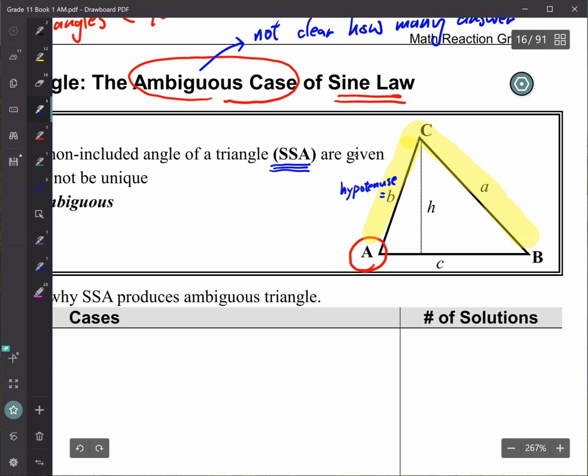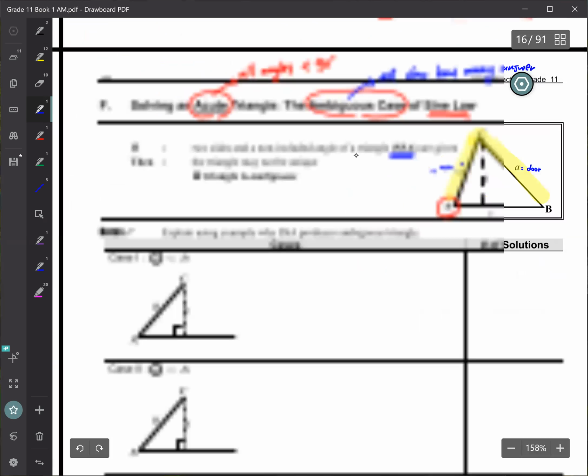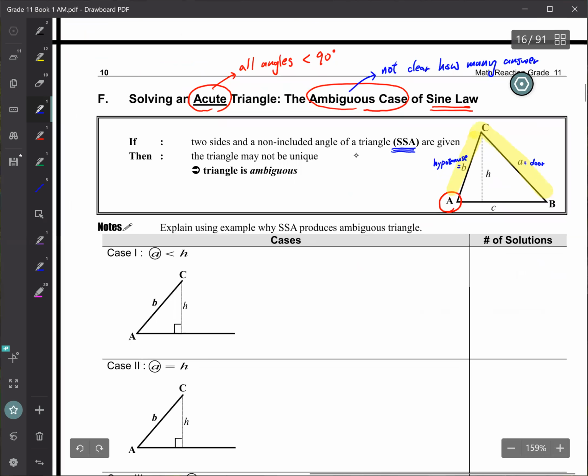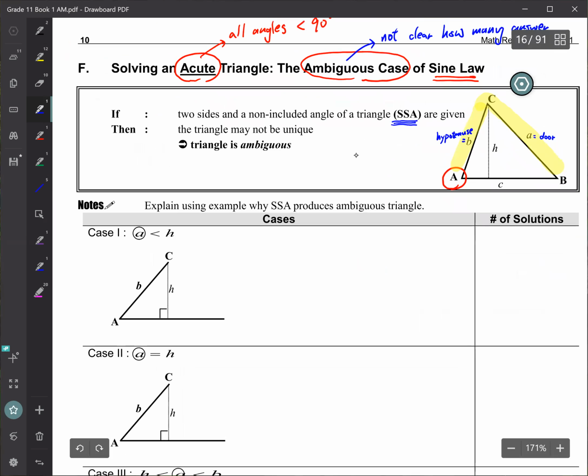And then the side that's across from A, this is the side that's making it ambiguous, okay? I'm going to call that the door, okay? You will see why it's called the door. So the door, the ambiguous case changes depending on the length of the door.